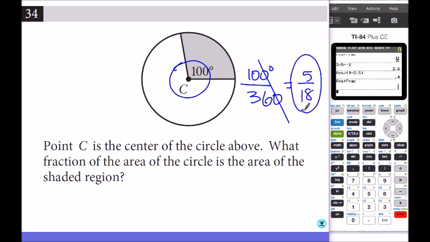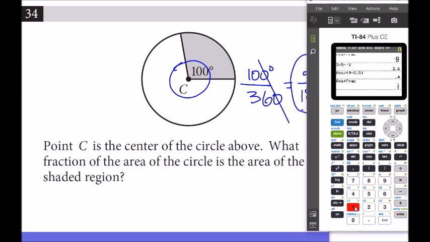Yes, 5 over 18. Or just plug into the calculator. If it doesn't give you exact math, press math, enter, enter. 5 over 18 that way. If you press math, enter, enter, it will convert the decimal into a simplified fraction if it can be written as a fraction.